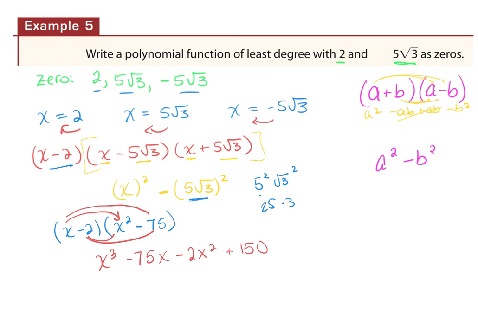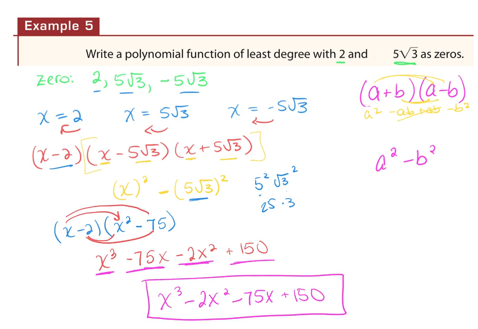All right? I need to put it in standard form and I'm done. Standard form is highest exponent to lowest exponent. This is my highest exponent, x cubed. This is my next one, minus 2x squared. This is my next one, minus 75x. And this is my last, 150. All right?